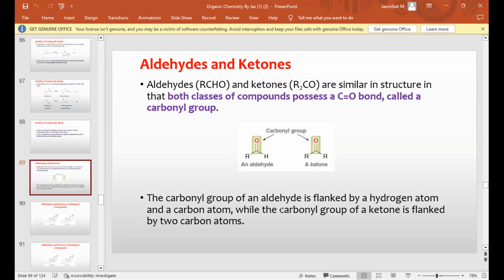The carbonyl of an aldehyde is flanked by a hydrogen atom and a carbon atom, while the carbonyl group of a ketone is flanked by two carbon atoms. You see, we'll have a carbon here, but in an aldehyde, we'll have a carbon here, and this side is flanked by a hydrogen.